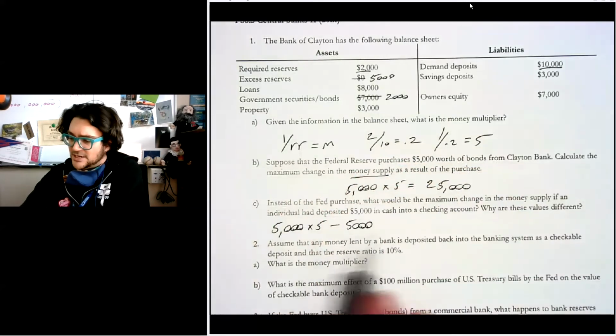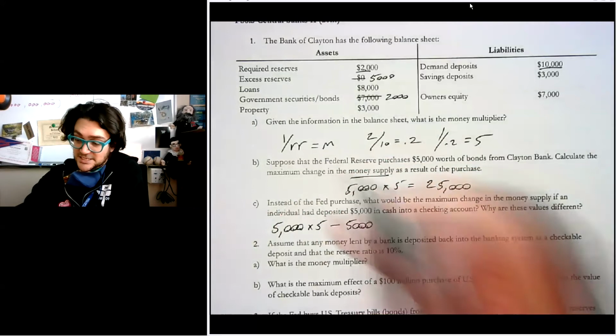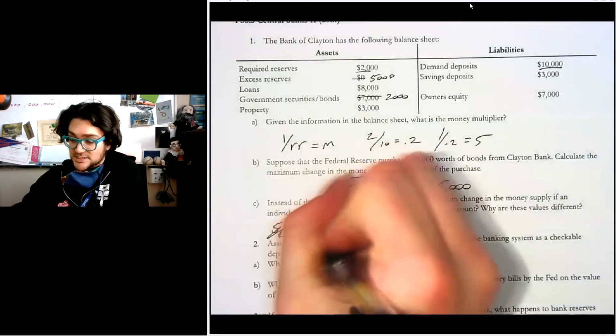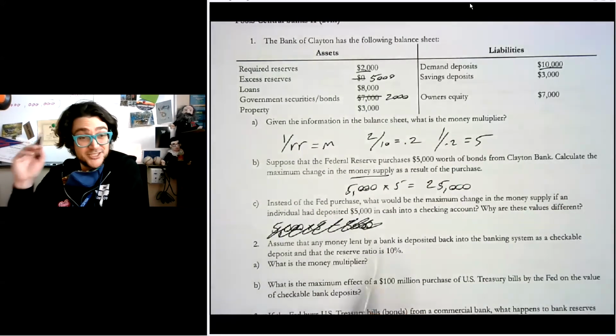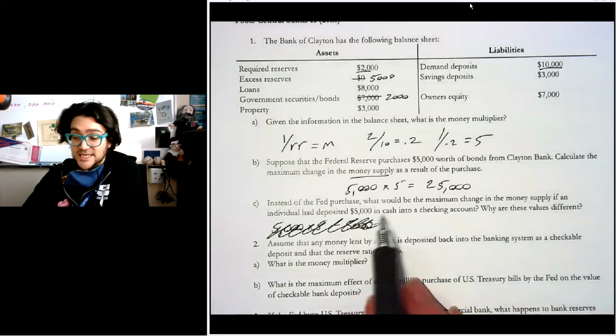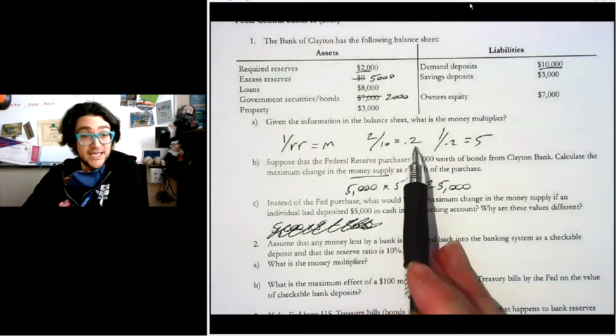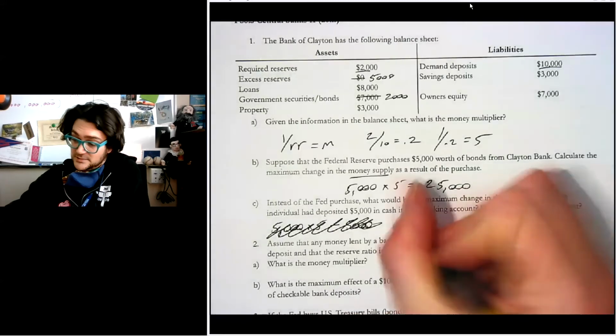Now, here's the other tricky part. I think I may have actually just screwed this up. The bank had to keep, sorry, it's not 5,000 times 5. The bank had to keep a chunk of this money in reserve. So I actually played 2 tricks on you with this one, and I messed myself up. How much of this 5,000 cash did they keep in reserve? Well, 20%. So they could only loan out 4,000 of the 5.